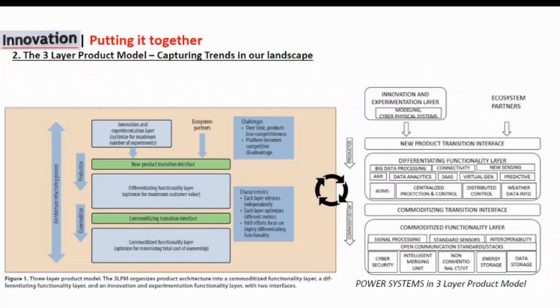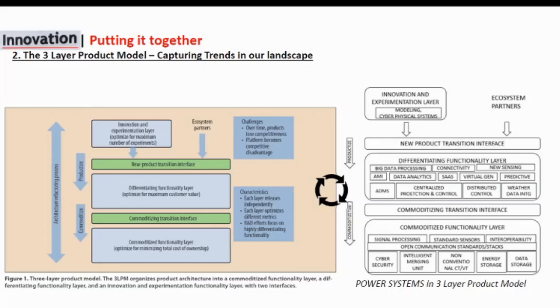So that is where the three-layer product model comes to our help. This approach, suggested by Ian Bush, talks about putting it in three layers: commodity layer, differentiating layer, and innovation and experimentation layer. When we say commoditized functionality, as we go continuously we are seeing some functionality become common and move into commoditization. So this is where the platform approach comes into the picture, whereas in the differentiating functionality layer we are talking about differentiating for the market, differentiating aspects for the industry, and then we are talking about the innovation and experimentation layer, with approaches like digital twin and cyber physical system, which would enhance our capability.